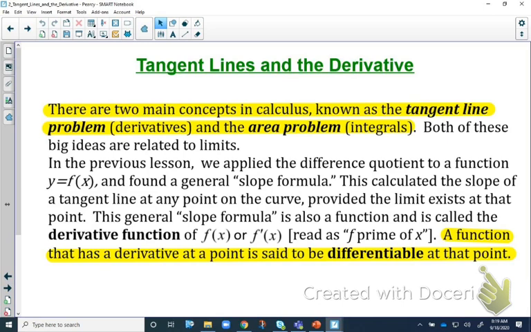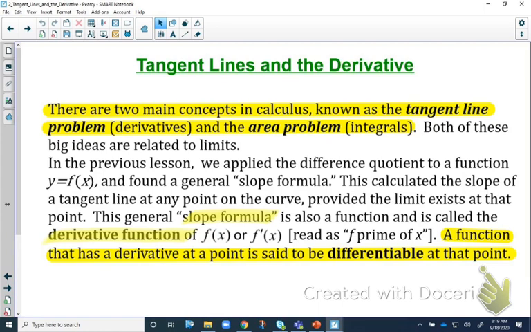Let me go ahead and pick a highlighter here. Let's go ahead and try and stick with the yellow color. Yellow. All right. And here where it's saying the general slope formula is also a function called the derivative function.